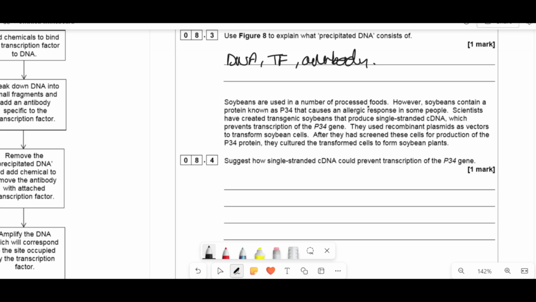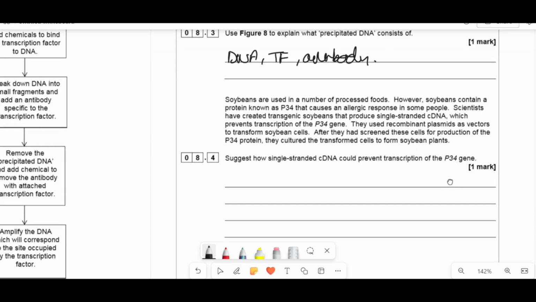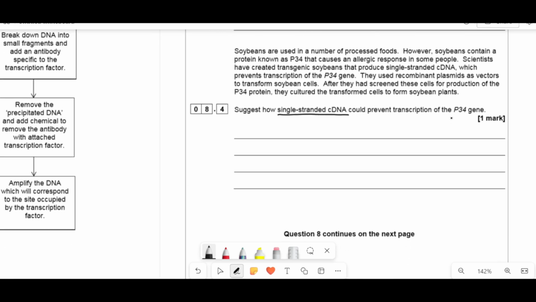Soybeans are used in a number of processed foods. However, soybeans contain a protein called P34 that causes an allergic response in some people. Scientists have created a transgenic soybean that produces single-stranded cDNA, which prevents the transcription of the P34 gene. They then use recombinant plasmids as vectors to transform soybean cells, and after they screen these cells for production of this P34 protein, they culture the transformed cells to form soybean plants. Suggest how single-stranded cDNA can stop the transcription of this P34 gene.